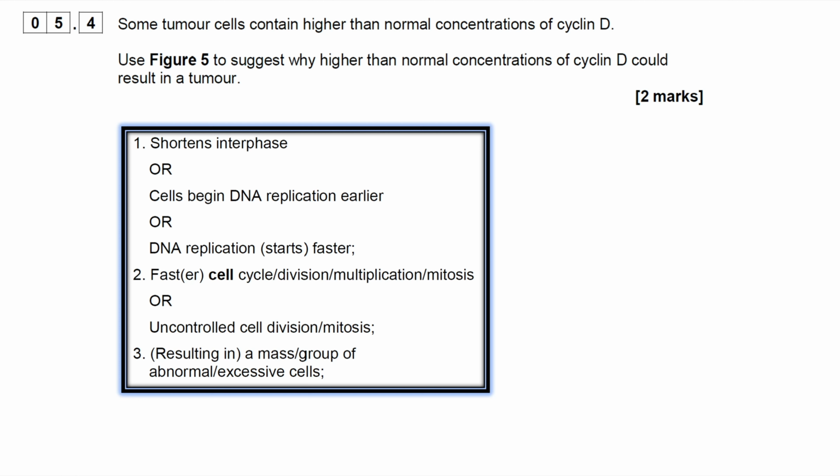Number 1, shortens interphase, or cells begin DNA replication earlier, or you can say DNA replication starts faster. Point number 2, faster cell cycle or division or multiplication or mitosis, or you can say uncontrolled cell division or mitosis. And point number 3, this results in a mass group of abnormal excessive cells.